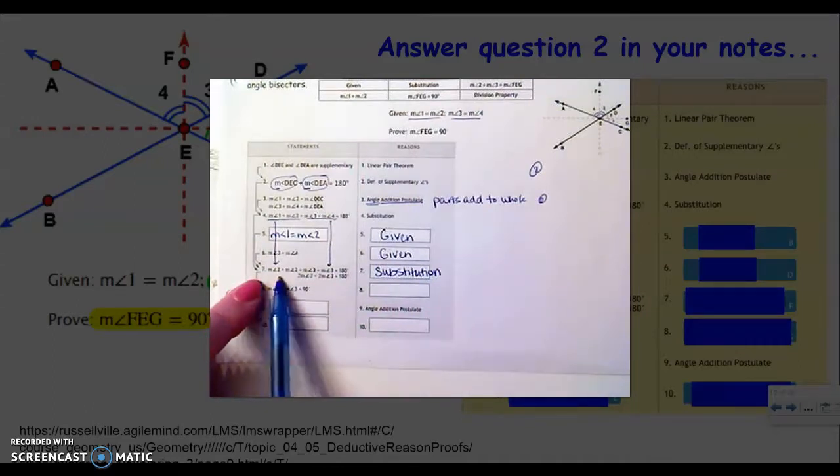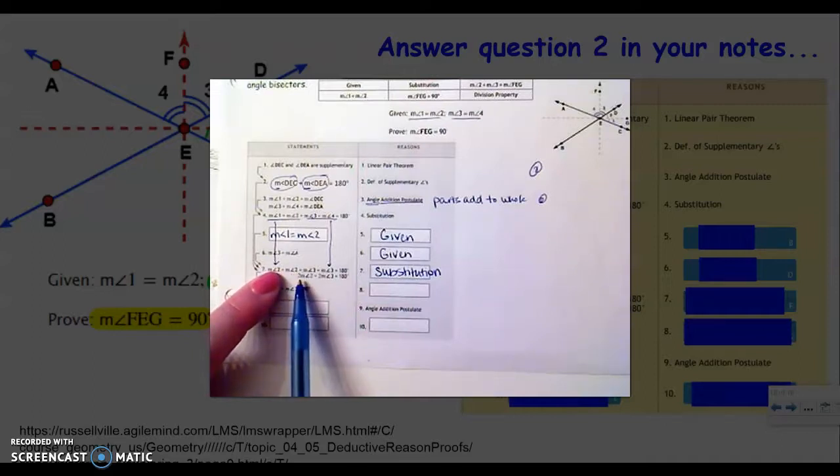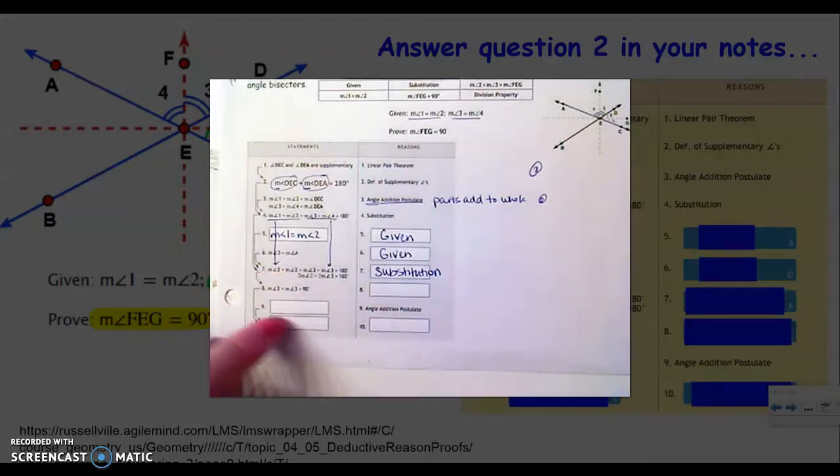So here we just combined like terms. They didn't give us another reason here, but that's all that's happening from here to here. We had the measure of angle 2 plus the measure of angle 2 is the same thing as 2 measures of angle 2. And the measure of angle 3 plus the measure of angle 3 is the same thing as 2 measures of angle 3. So we're really just combining like terms there.